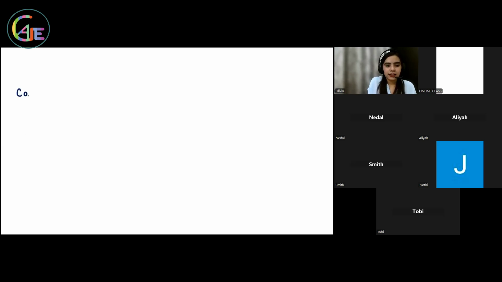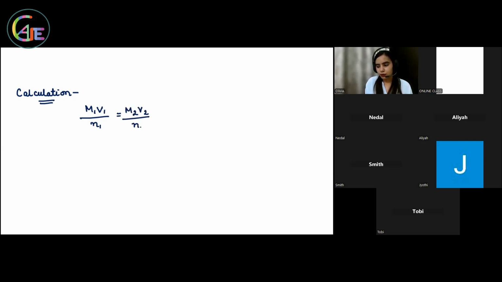So without writing the steps, because I think all the steps are clear, but still, if any one of you is having any problem in that, just write down your query in the comment box. Okay. The formula that we use for calculation is M1 V1 over N1 is equal to M2 V2 over N2. This is the formula that we use in titration.